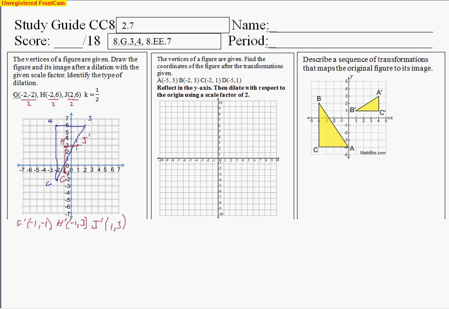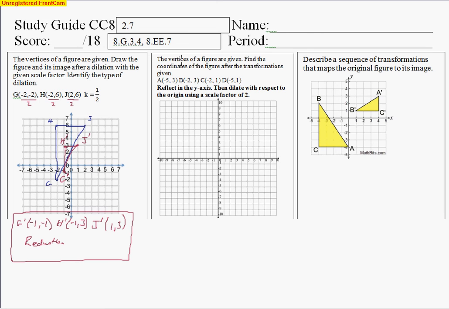So that's what the first problem will end up looking like on the test, and again they ask us to identify the type of dilation, and that is a reduction in size. So make sure we always have everything covered. We've drawn the figures, we've dilated, and we've identified the dilation. Let's move on to the next one. I'll box this for my answer there.